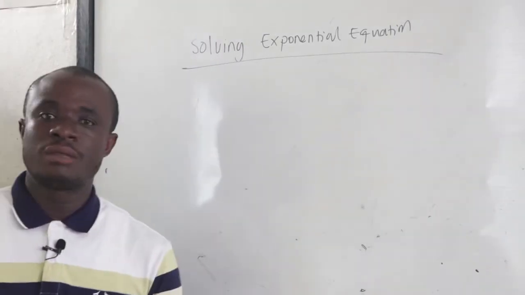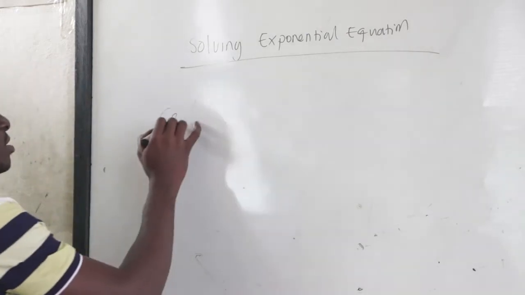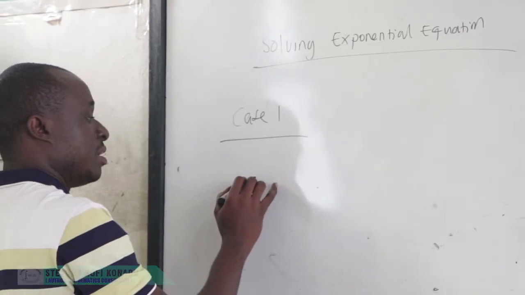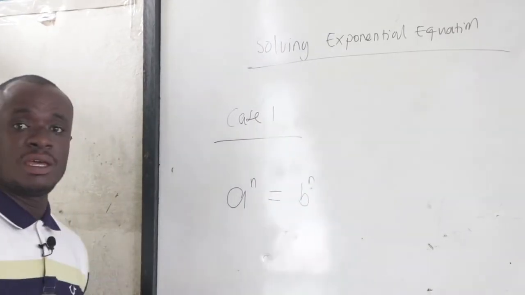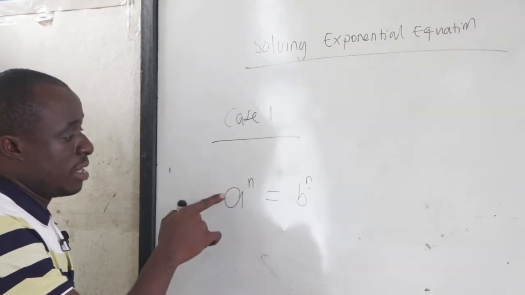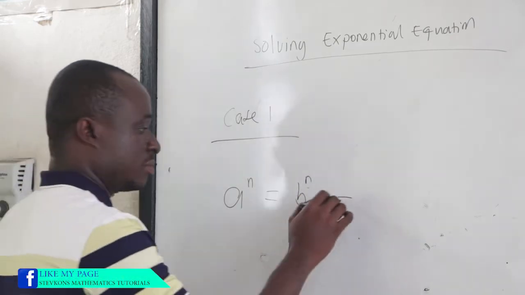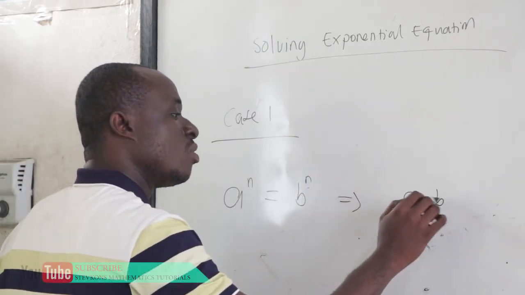Solving exponential equations, we have two cases. Let's consider now case one, the first case. If you have A to the power n equal to B to the power n, here, because the exponents are the same, that implies the bases are the same. So we say A is equal to B.